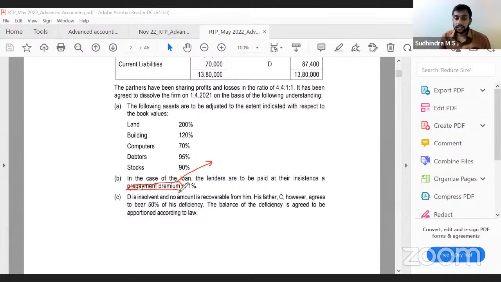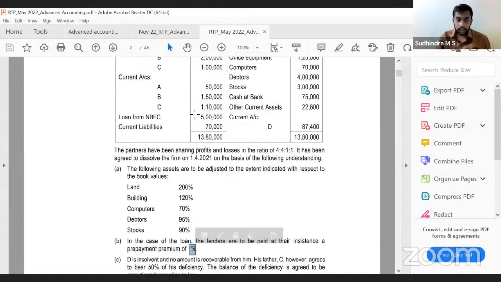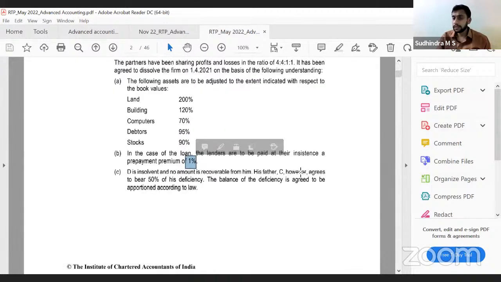Is it discount? It says premium. Discount received, sir. We have to pay premium. In case of prepayments, certain banks ask for an additional payment of premium. Why? Because they are losing interest, right? As a compensation for it, they'll ask us to pay. So here on the loan amount, NBFC 5 lakh, we have to pay 1% extra.